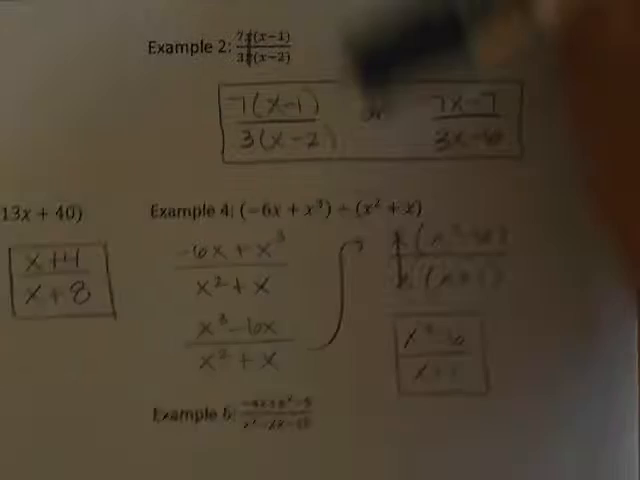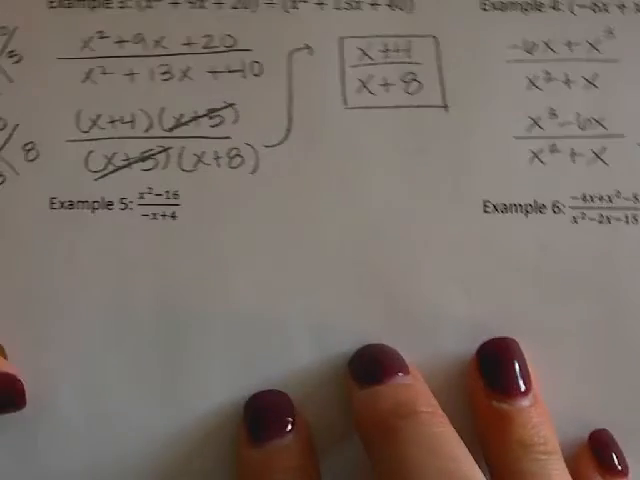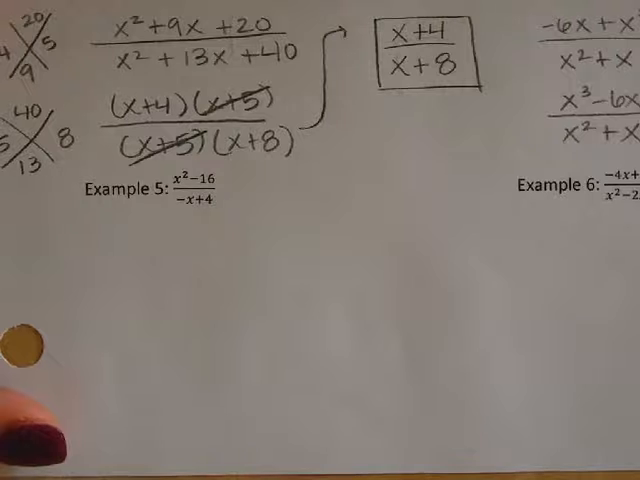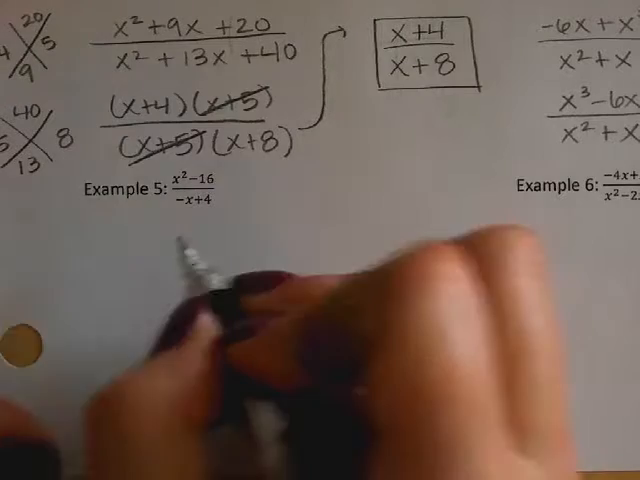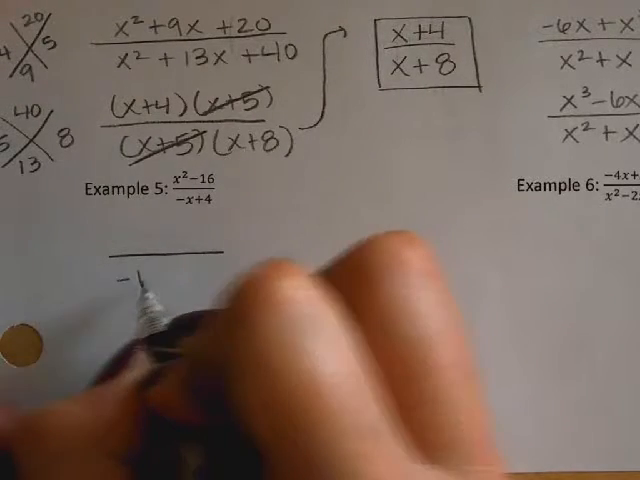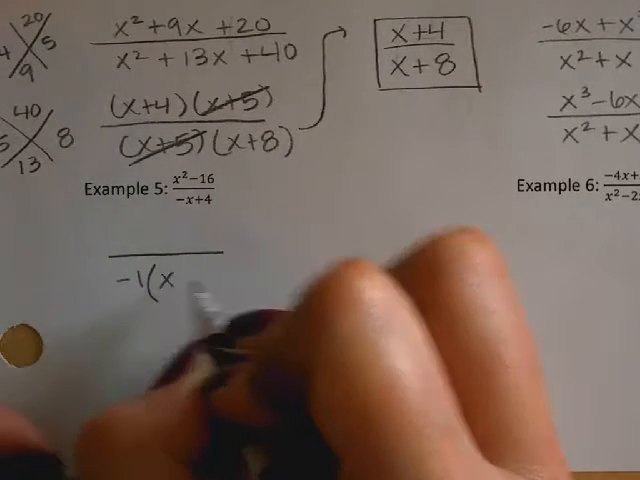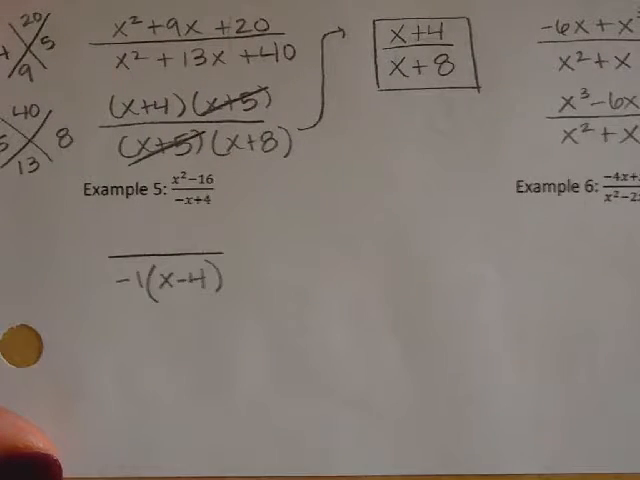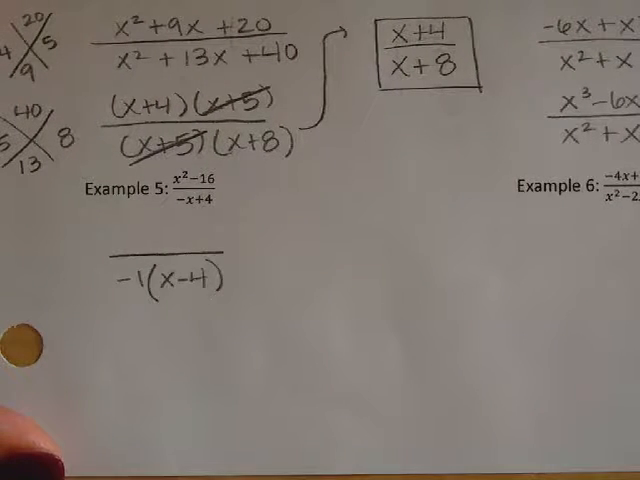All right. Example 5. Okay, so step 1 is done. Step 2 is done. What about step 3? Yeah, the denominator definitely needs a negative to be taken out because the x had a negative with it. What about the top? Yeah, perfect squares, difference of squares.